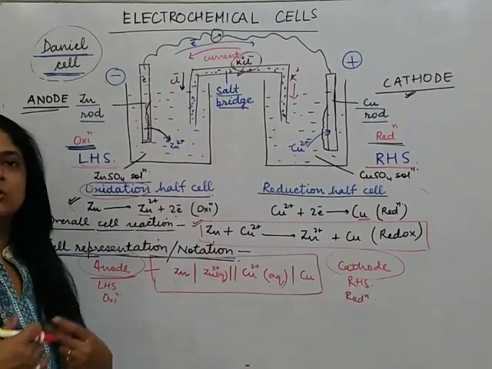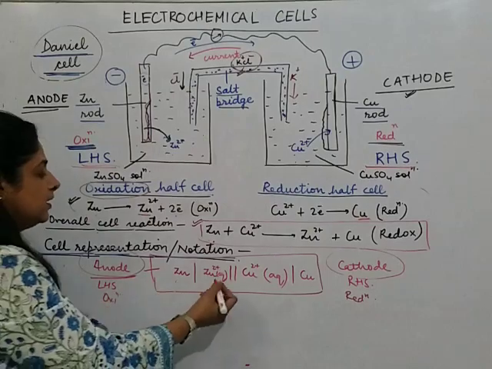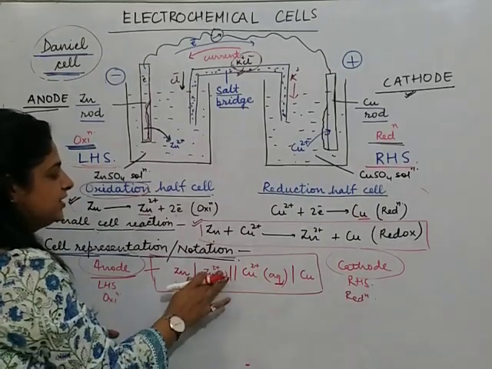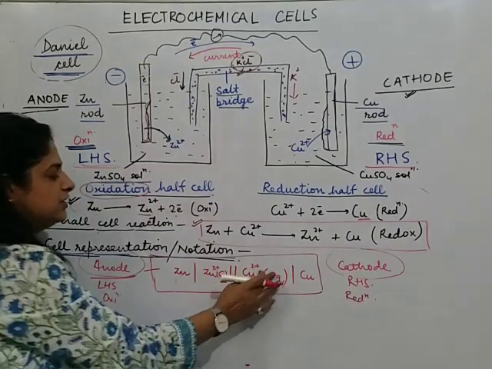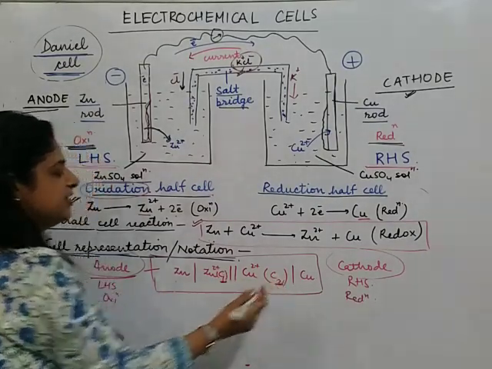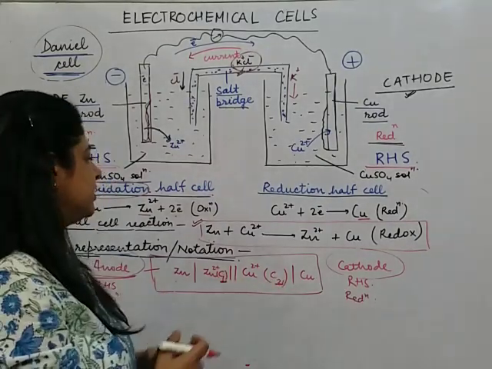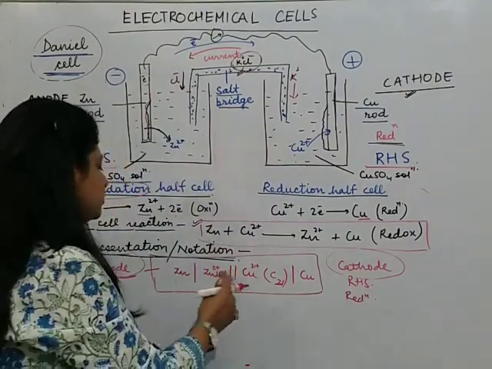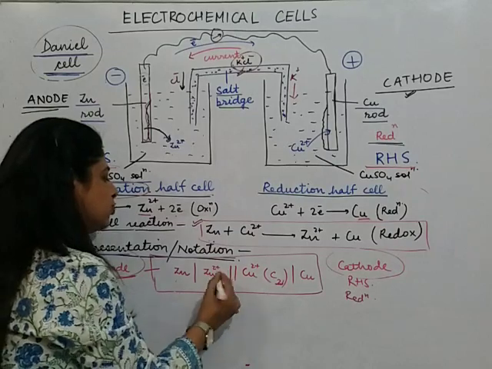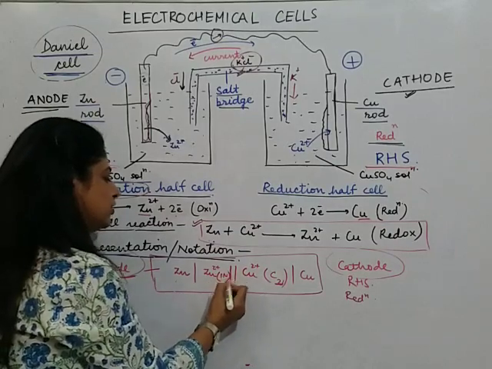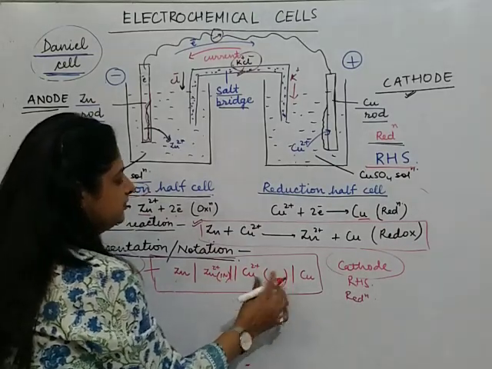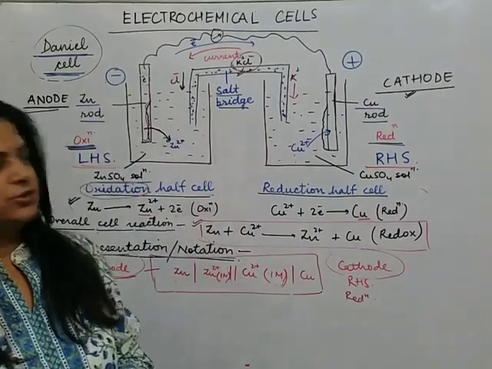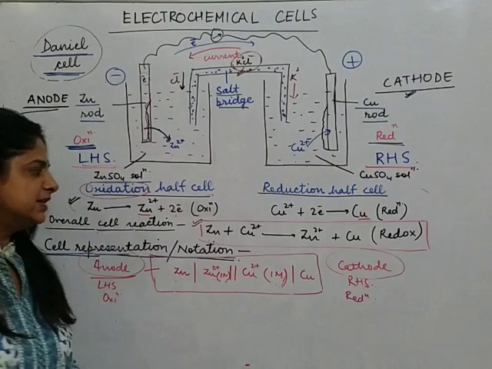Now we can make it more informative by adding the concentrations over here. We may write their concentrations as C1 and C2, or maybe their concentrations are the same. Generally, when we take it in standard conditions, the concentrations are molar concentrations. 1 molar concentration is usually taken for both the solutions. So this is how we can represent the cell.